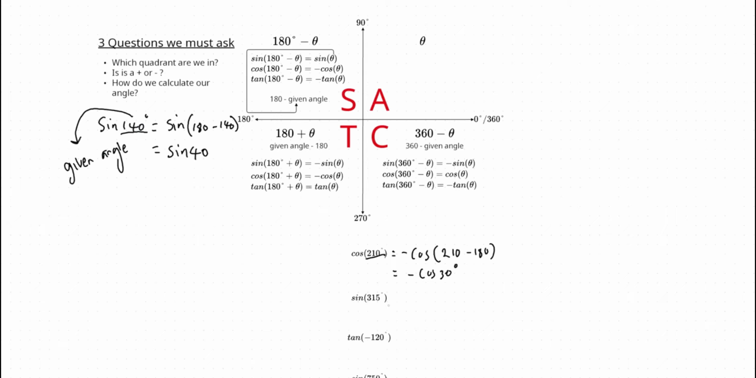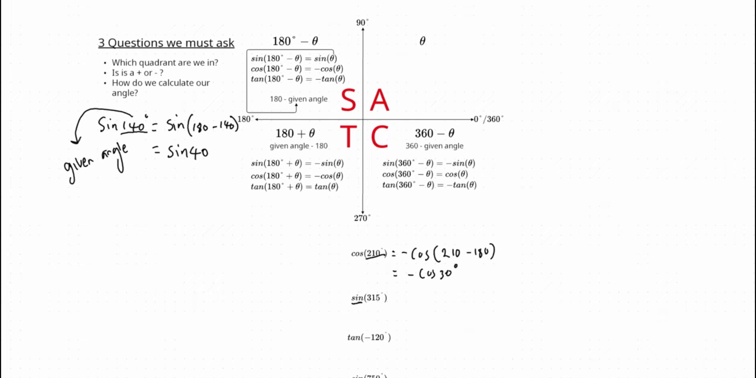Again, we follow the same procedure. Which quadrant is this? This is the fourth quadrant, between 270 and 360. In that quadrant, is it positive or negative? How are we going to find that out? Okay, so in this quadrant, we have a sine.